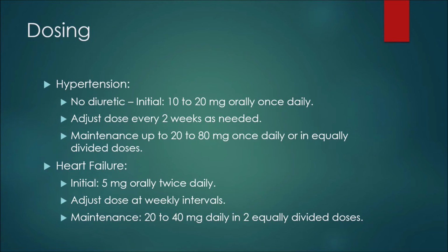In the treatment of heart failure, the initial dose would be 5 milligrams orally twice daily. They would adjust the dose weekly, and the maintenance dose in this case would be 20 to 40 milligrams daily, given in 2 equally divided doses.